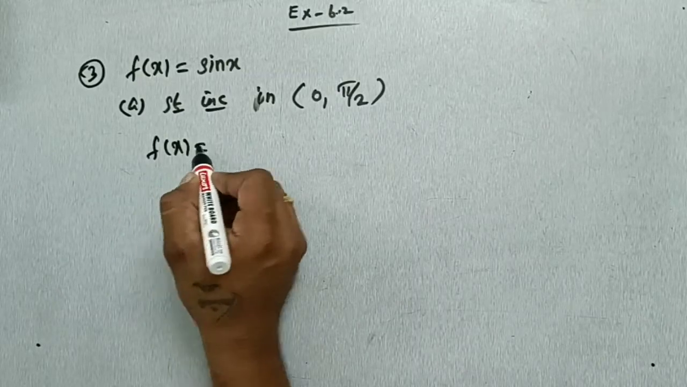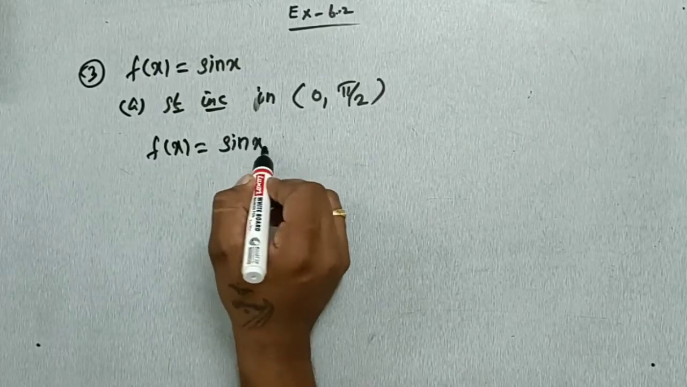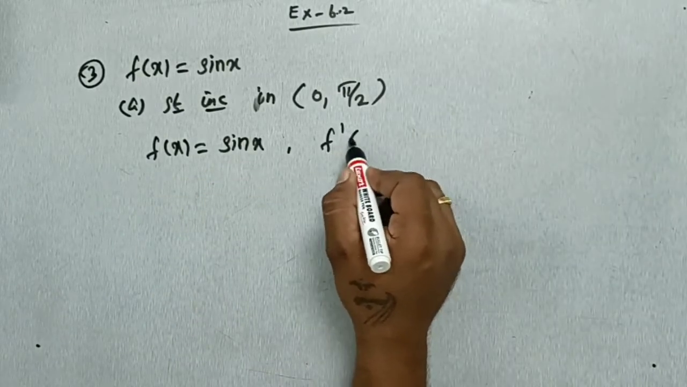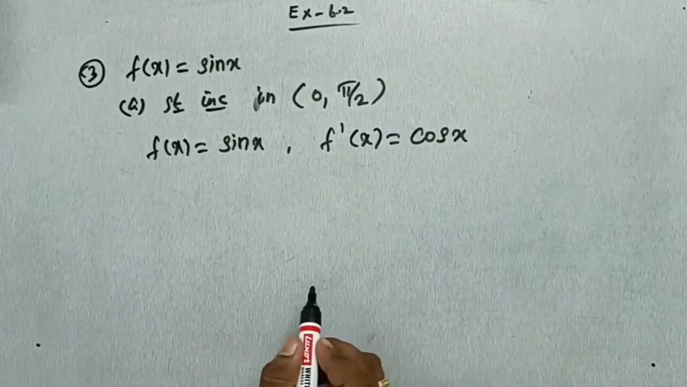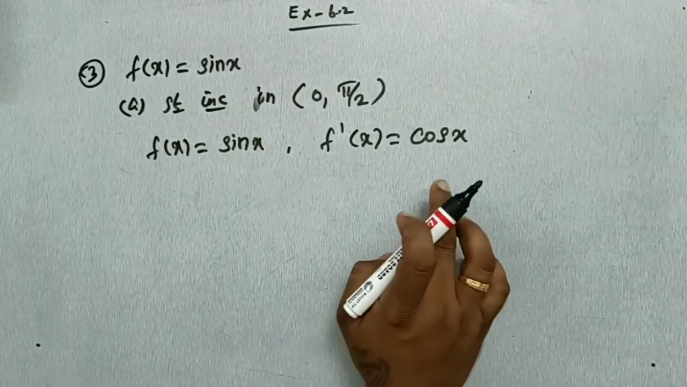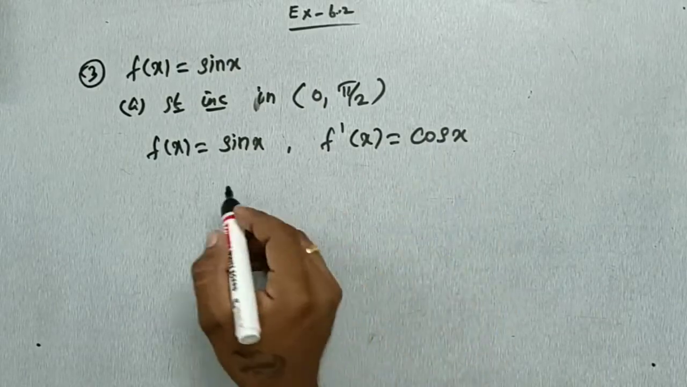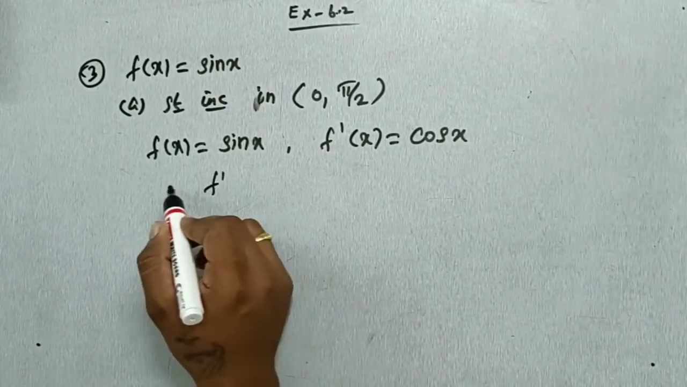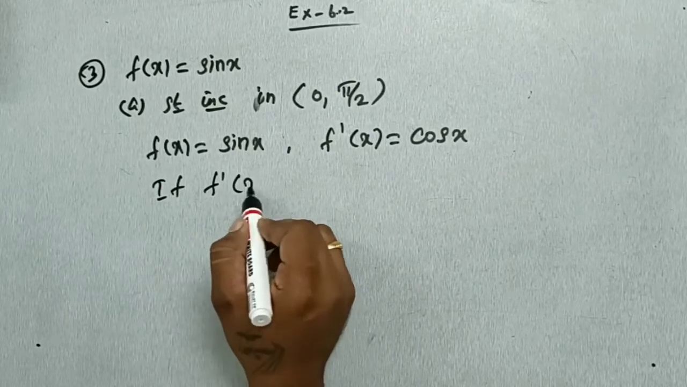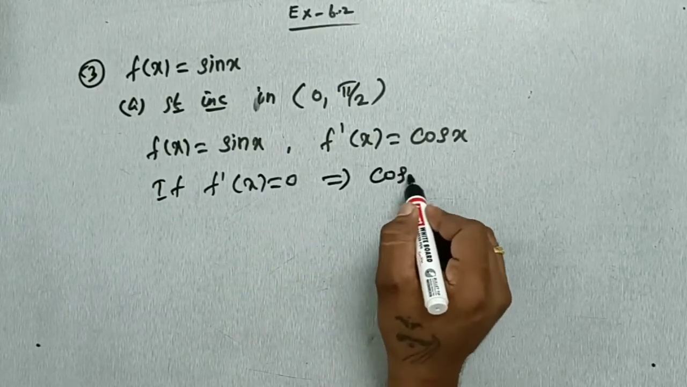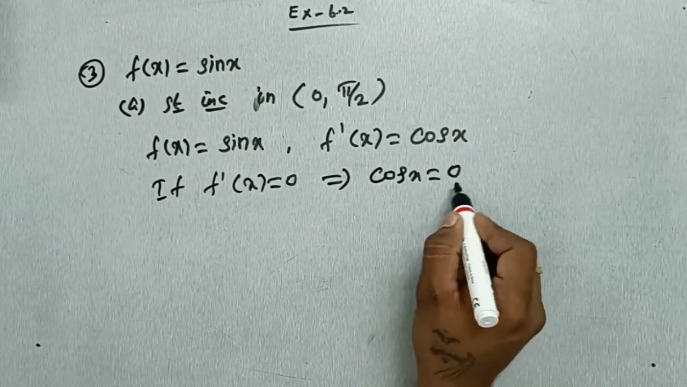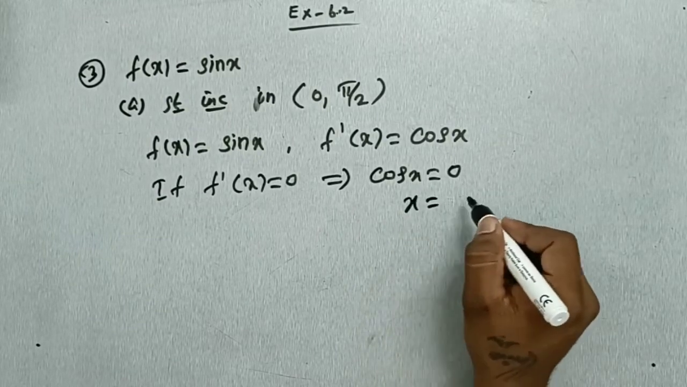Now f of x equal to sin x. Differentiating, f dash of x equal to cos x. Now I am going to take f dash of x equal to 0. So if f dash of x equal to 0, this implies cos x equal to 0. So cos x equal to 0 means what is the value of x?